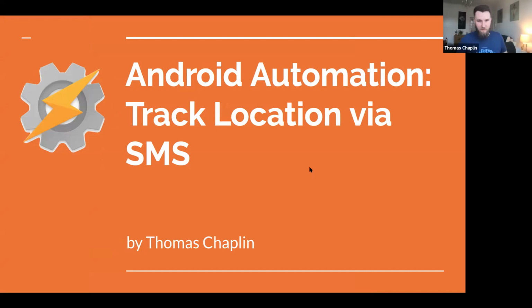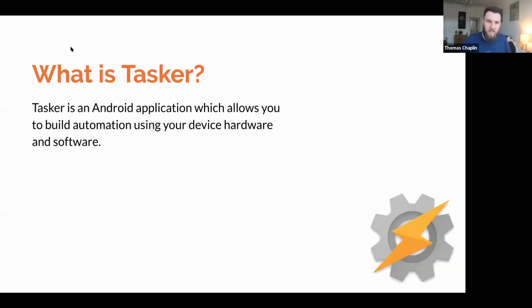Okay, so today I'm going to be presenting about Android automation. Specifically, I'll be covering the ability to track your location via SMS, but in general, just how to automate on an Android device as well. So how can we achieve automation on an Android device?